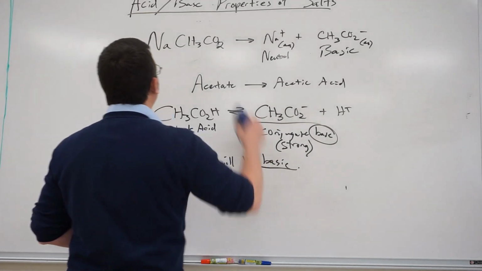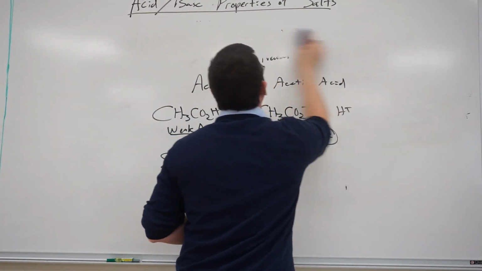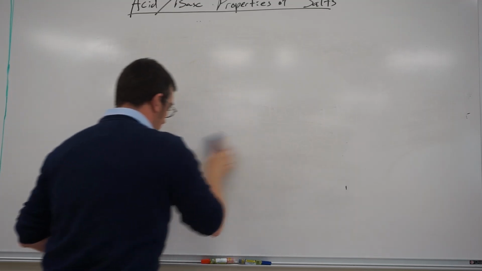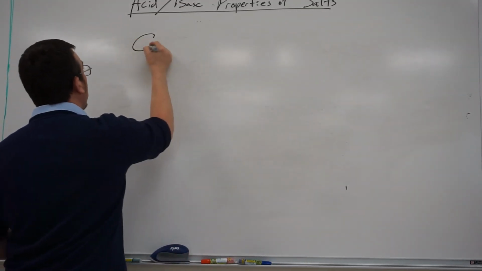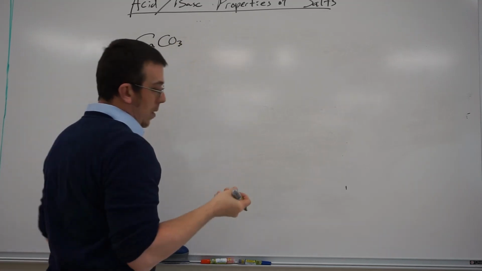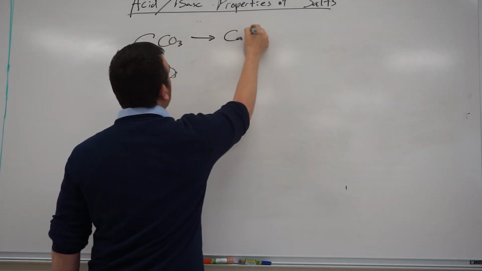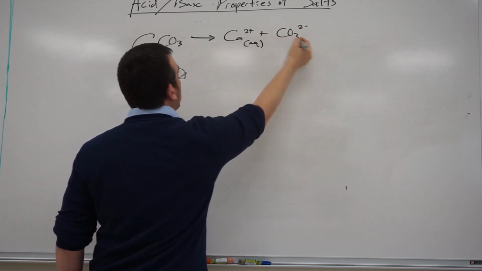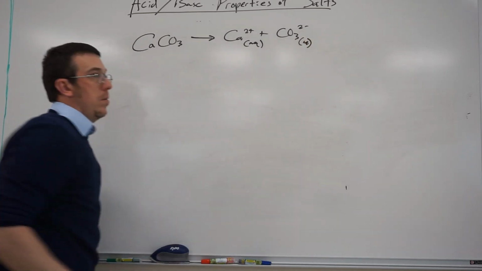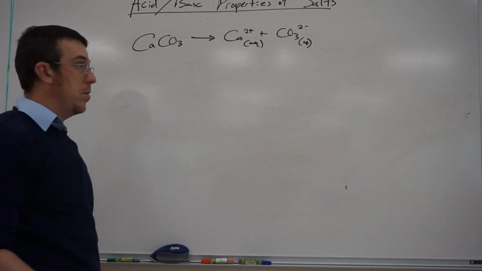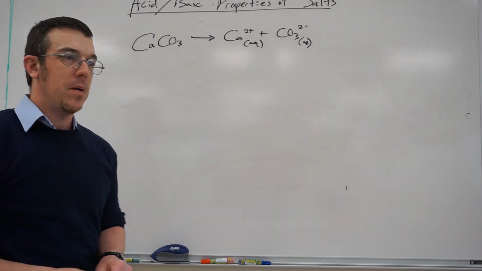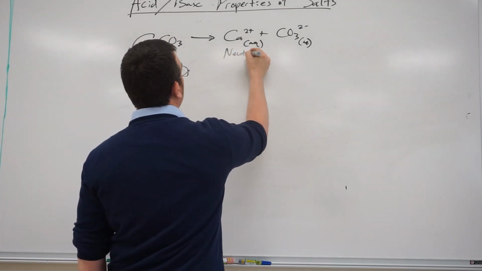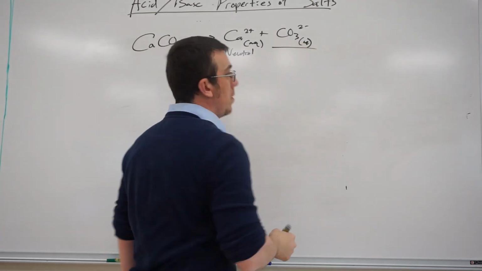So let's look at another example. Let's say we have calcium carbonate. Calcium carbonate has a formula of CaCO3. It breaks down to form calcium ions plus carbonate ions in solution. Now, calcium ions themselves are neutral. They're sort of like the alkali metals in that sense. And so they're going to be neutral. So we don't worry about the calcium in this case. What we're focused on is the carbonate.